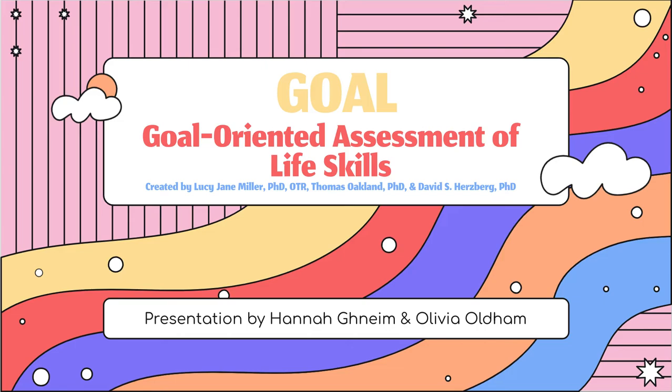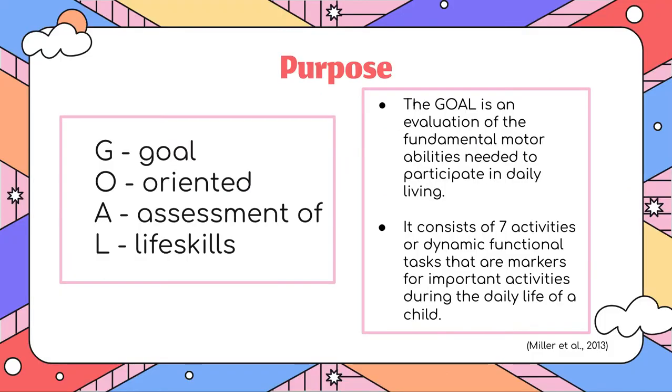The goal-oriented assessment of life skills, otherwise known as GOAL. The GOAL is an evaluation of fundamental motor abilities needed to participate in daily living. It consists of 7 activities or dynamic functional tasks that are markers for important activities during the daily life of a child. It is called goal-oriented to reflect the focus on measuring functional abilities that have tangible, meaningful goals in addition to foundational motor skills.